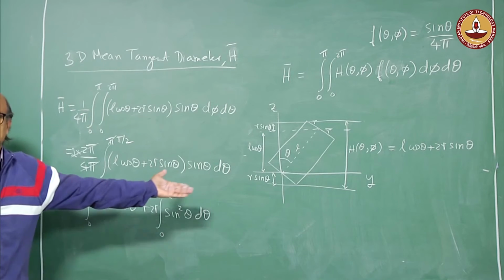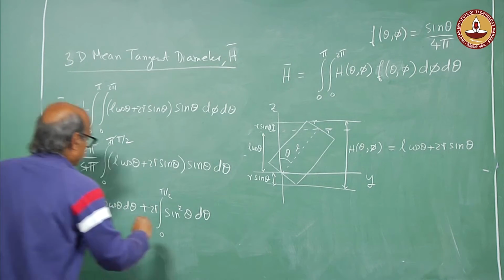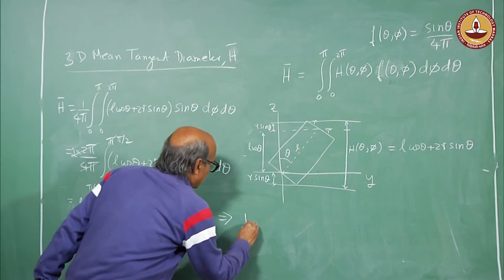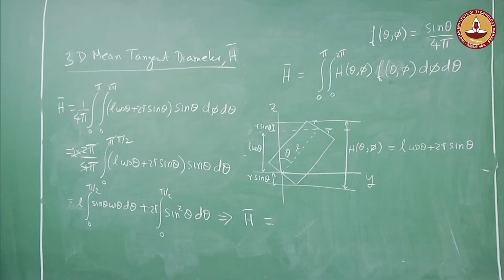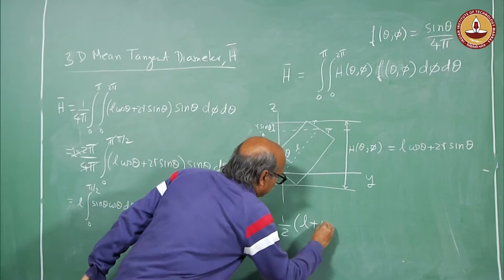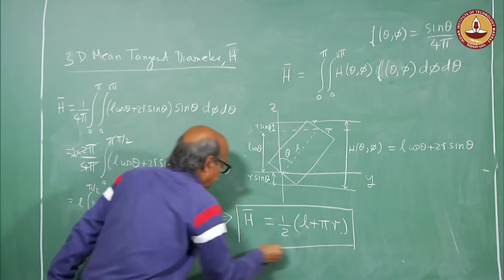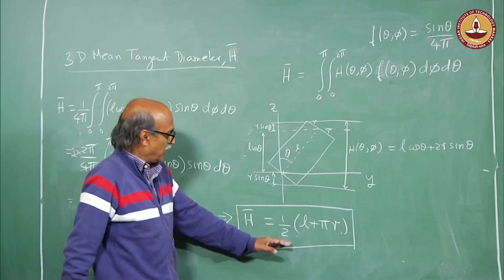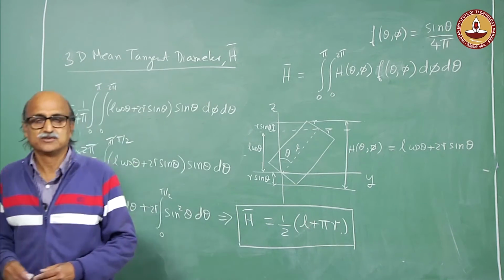Now, this is a simple enough integration that I will leave it to you to perform, and the final result that you will get for the mean tangent diameter would be that h bar is equal to half of this term in brackets, L plus pi r.